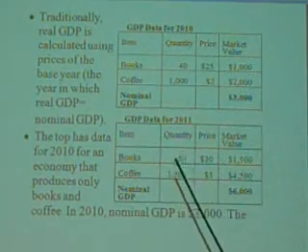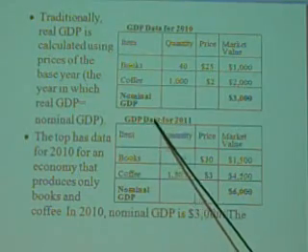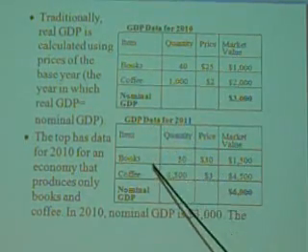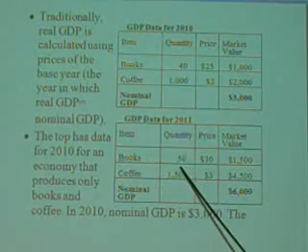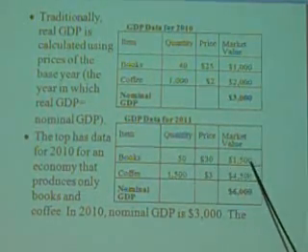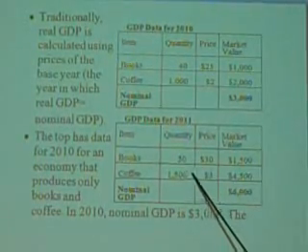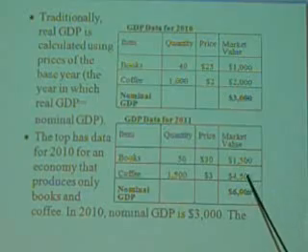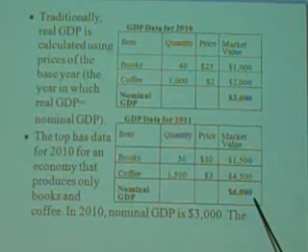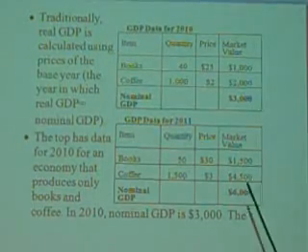Here's what was manufactured and the prices. Then there are different quantities and prices for 2011. Same two items, books and coffee, with different quantities. A quantity of 50, a price of 30, a market value now of 1,500. Coffee has the quantity of 1,500, a price of $3, $4,500, a total nominal GDP of $6,000.